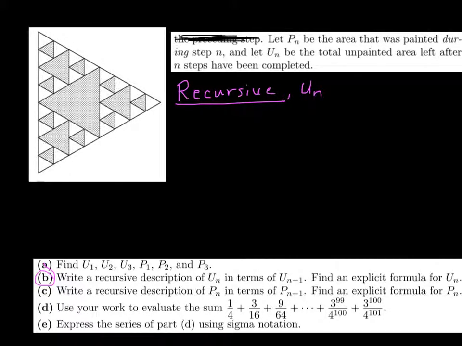You use the previous term to give you the next term. So, if we thought about what u sub 0 was, and I'm going to go back, u sub 0 was 1. U sub 1 was 3/4. Double check me on that, please. U sub 2 was 9/16. And then u sub 3 was 27/64.